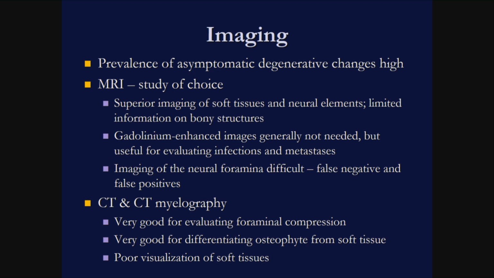In discussing imaging, it's important to keep in mind that, again, the prevalence of asymptomatic degenerative changes is very high, so it's important to treat the patient and not the image. If you're going to do an imaging study for radiculopathy, MRI is the study of choice. It images the soft tissues very well. You can see the neural elements. Generally speaking, gadolinium does not need to be administered unless there's a specific concern about infection or metastasis.